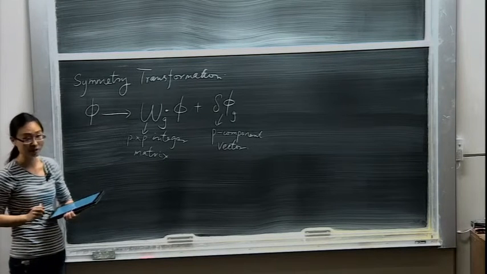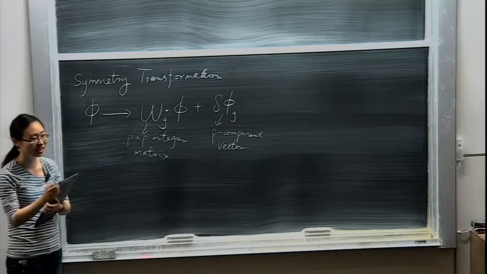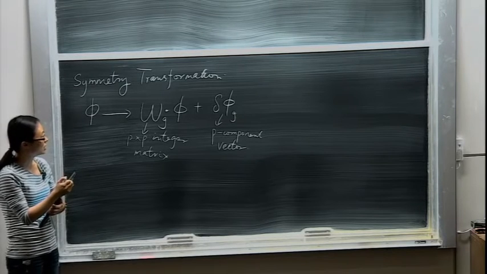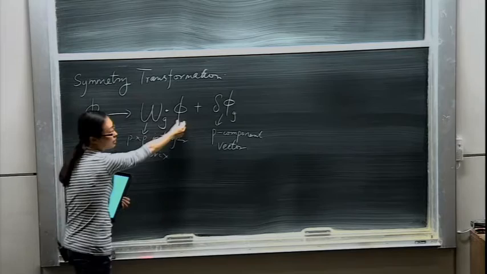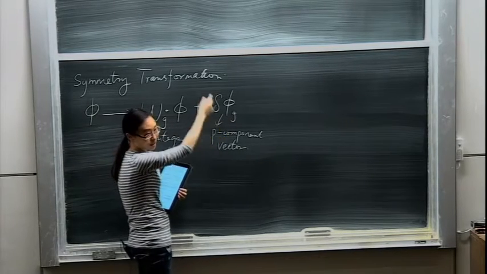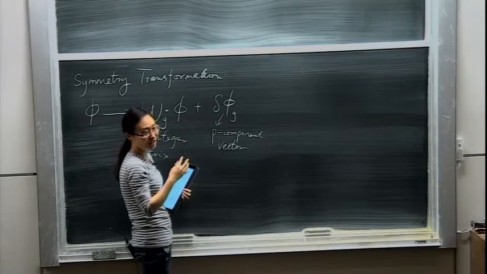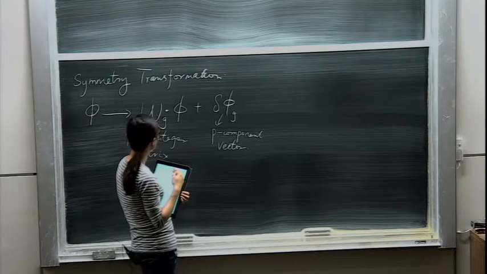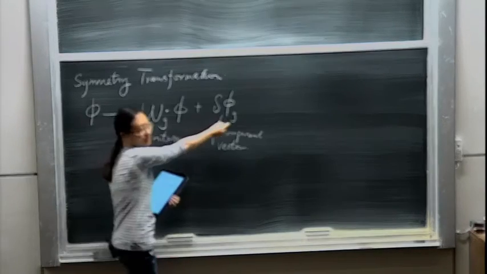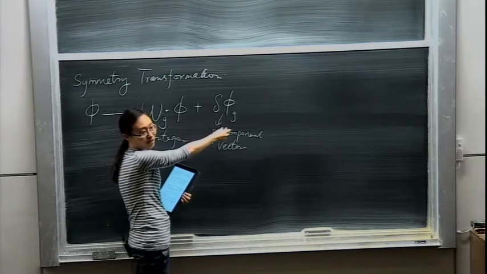Okay, let's see some examples. Sorry, this is a matrix multiplying this vector, and this is just a vector on top of that. This is like a linear term. This is like a constant term.